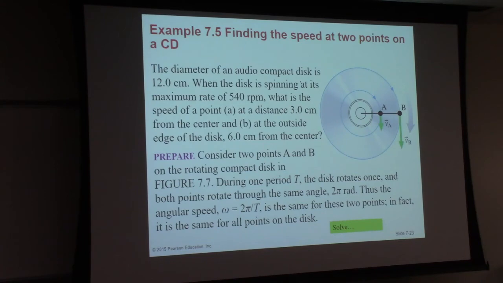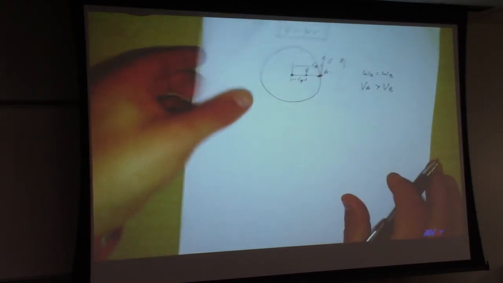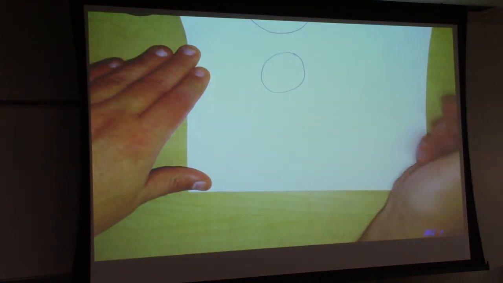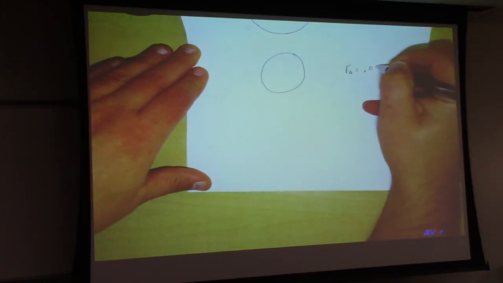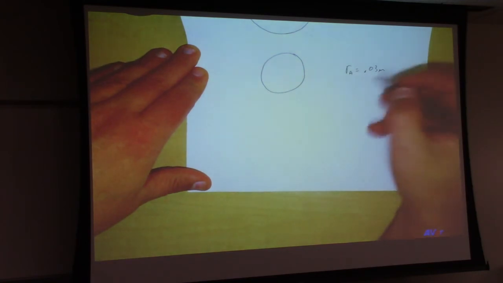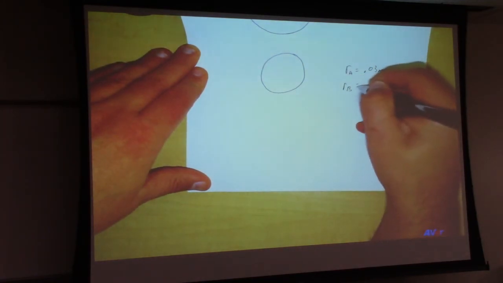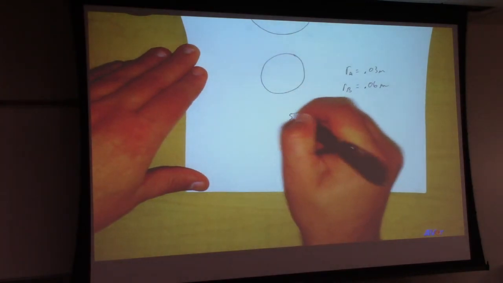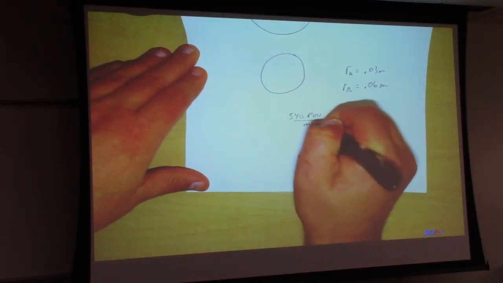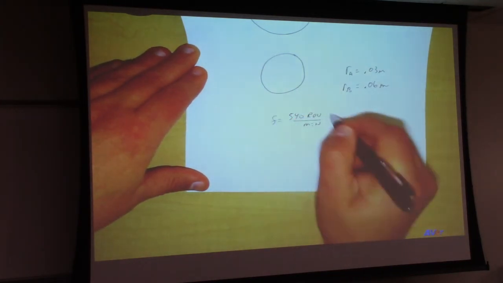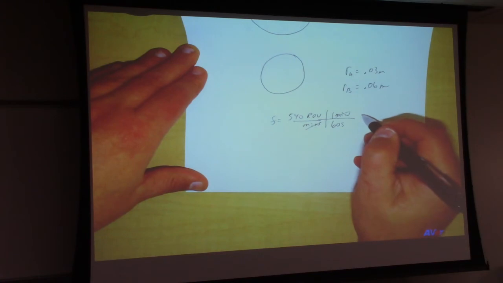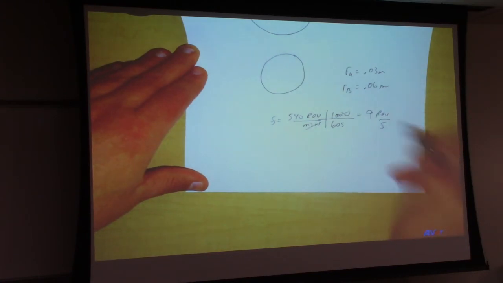Okay, so let me pull up the document camera here. Okay, so here's the picture. So I'll just call this RA, 3 centimeters, so 0.03 meters. And then our B, that's all the way on the edge. This was 6 centimeters or 0.06 meters. And we have this 540 revolutions per minute. Okay, that's perfectly good, but it's minutes. So let's make this into 1 minute is 60 seconds and then figure out the actual frequency this way. So 9 revolutions per second.